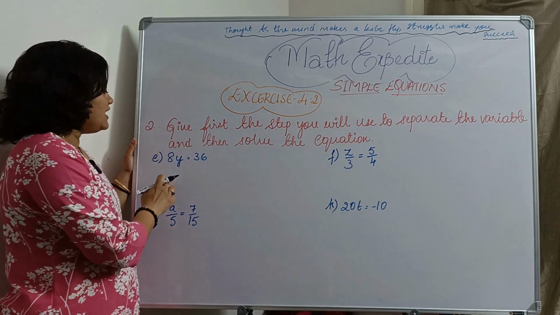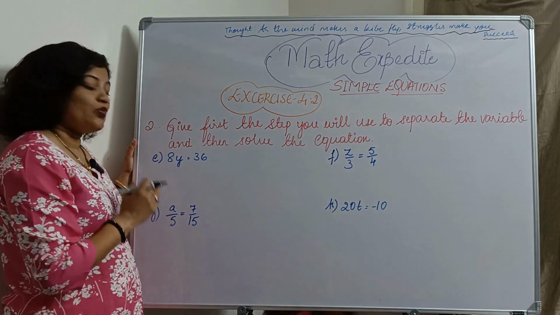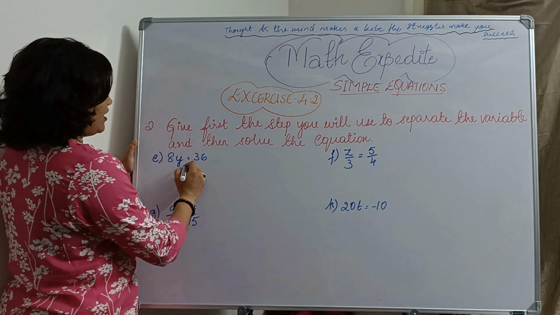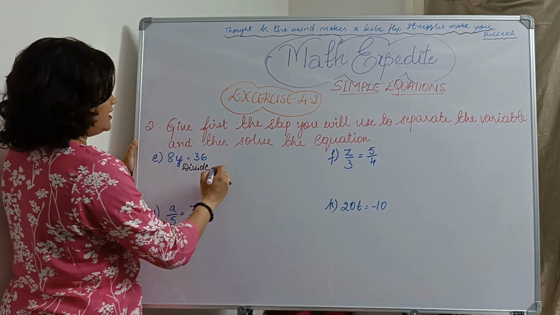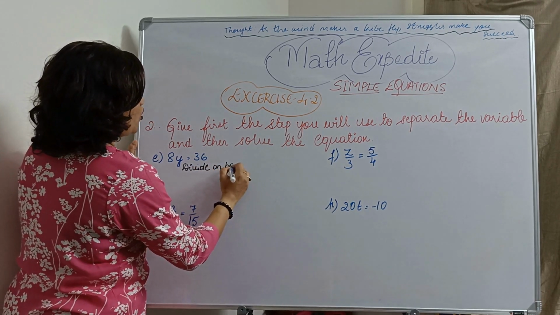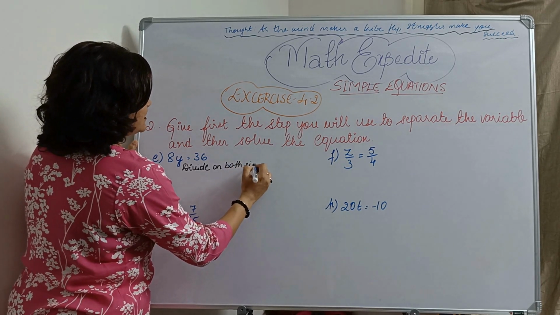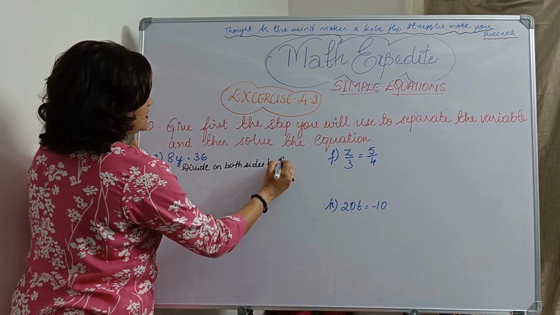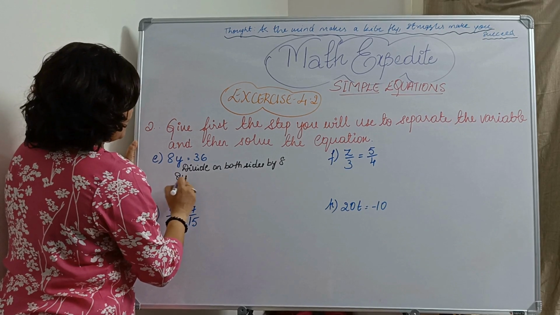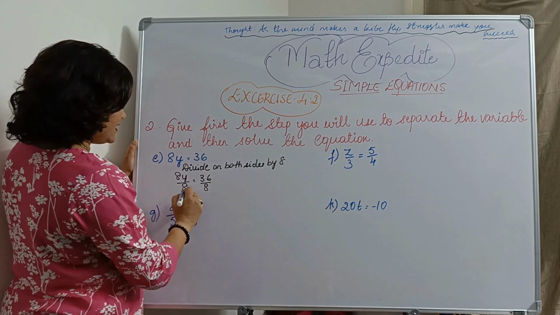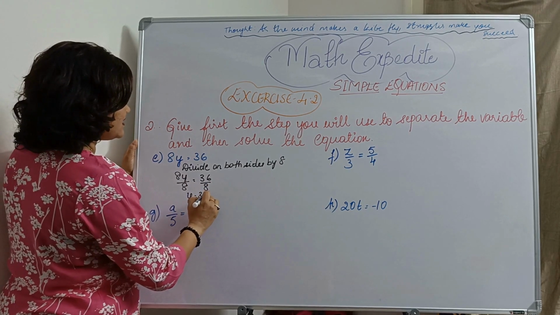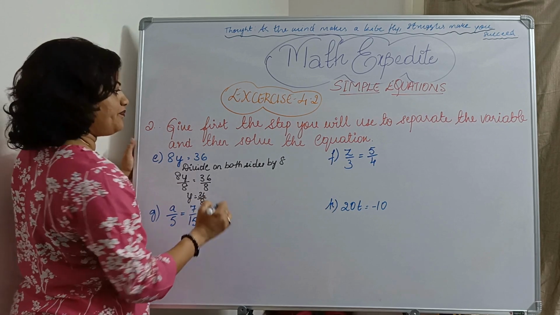Here 8y equals 36. So what are we supposed to do here? We are dividing. Divide on both sides by 8. So 8y by 8 equals 36 by 8. So 8 gets cancelled here. y equals 36 by 8.